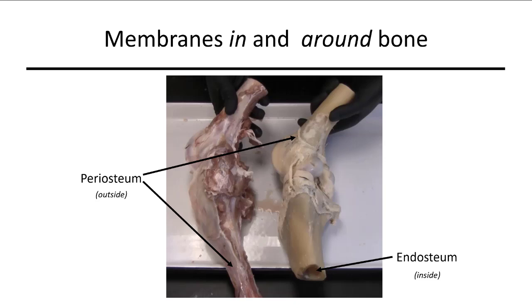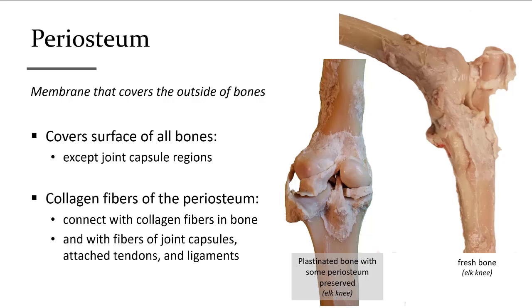Endosteum is actually the lining of the inside of bone. So here we see the periosteum is a membrane covering the outside of bones, except the joint capsule region. So it's on the bones itself. Collagen fibers of the periosteum, they are what's connecting and how our tendons and ligaments connect to the bone.